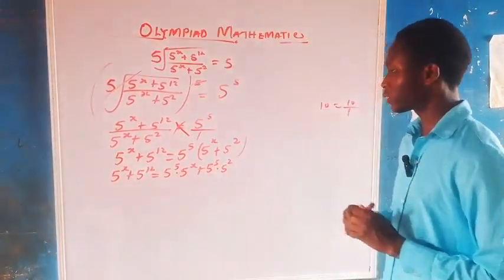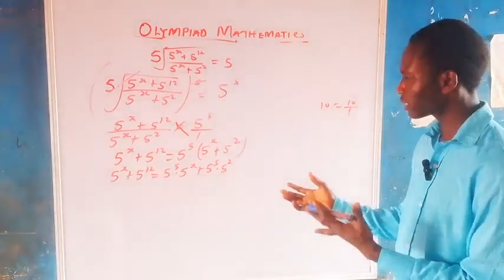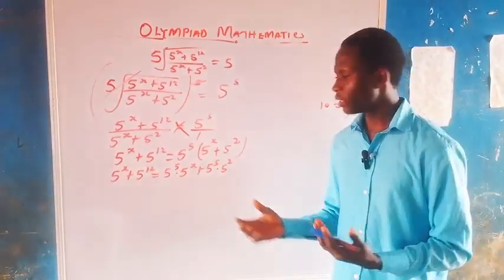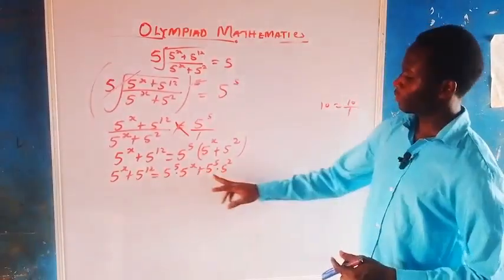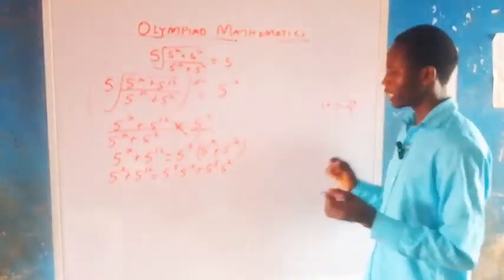And now, if you look at the question very well, you can see that some variables are having the power, which is x, while some of them are having numbers. And then before that, let's look at this, okay?